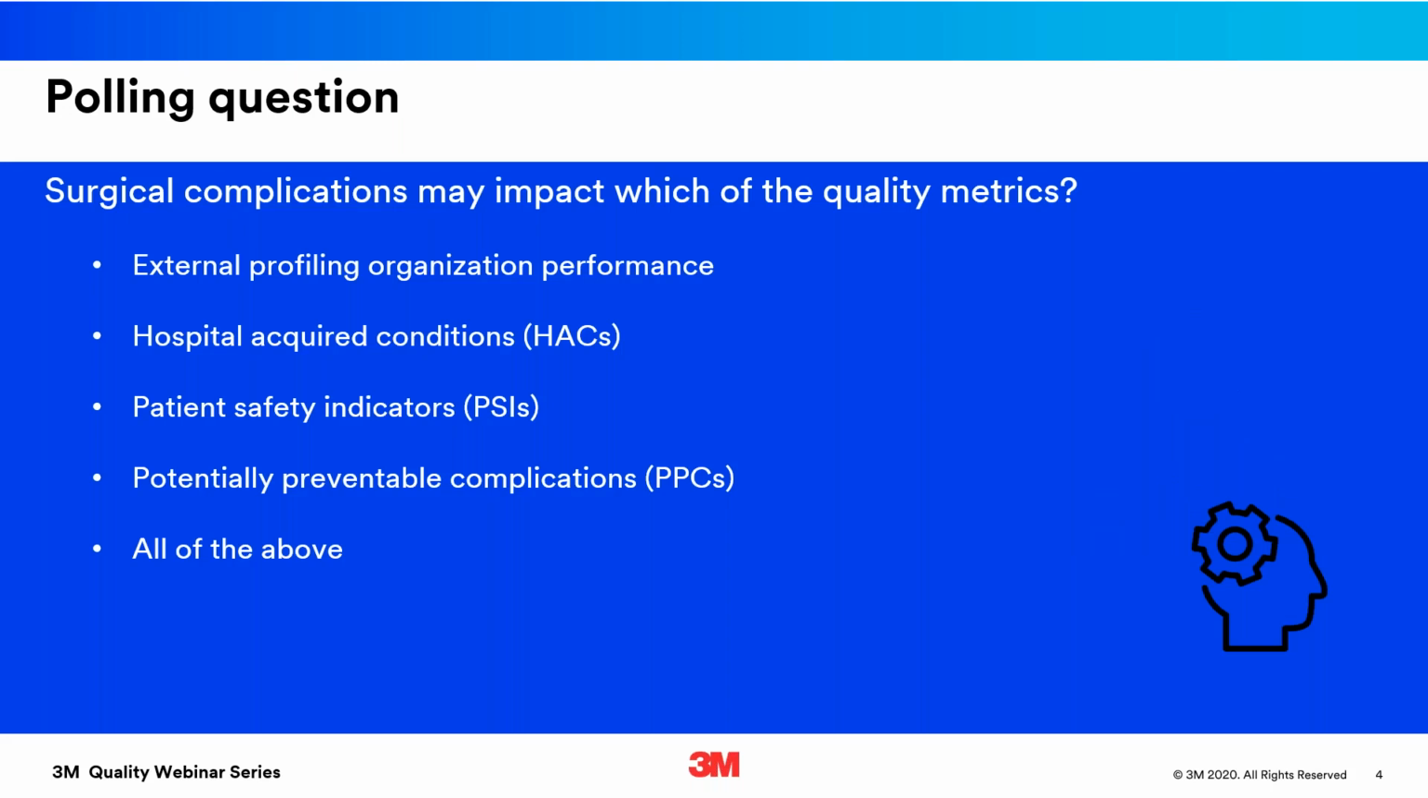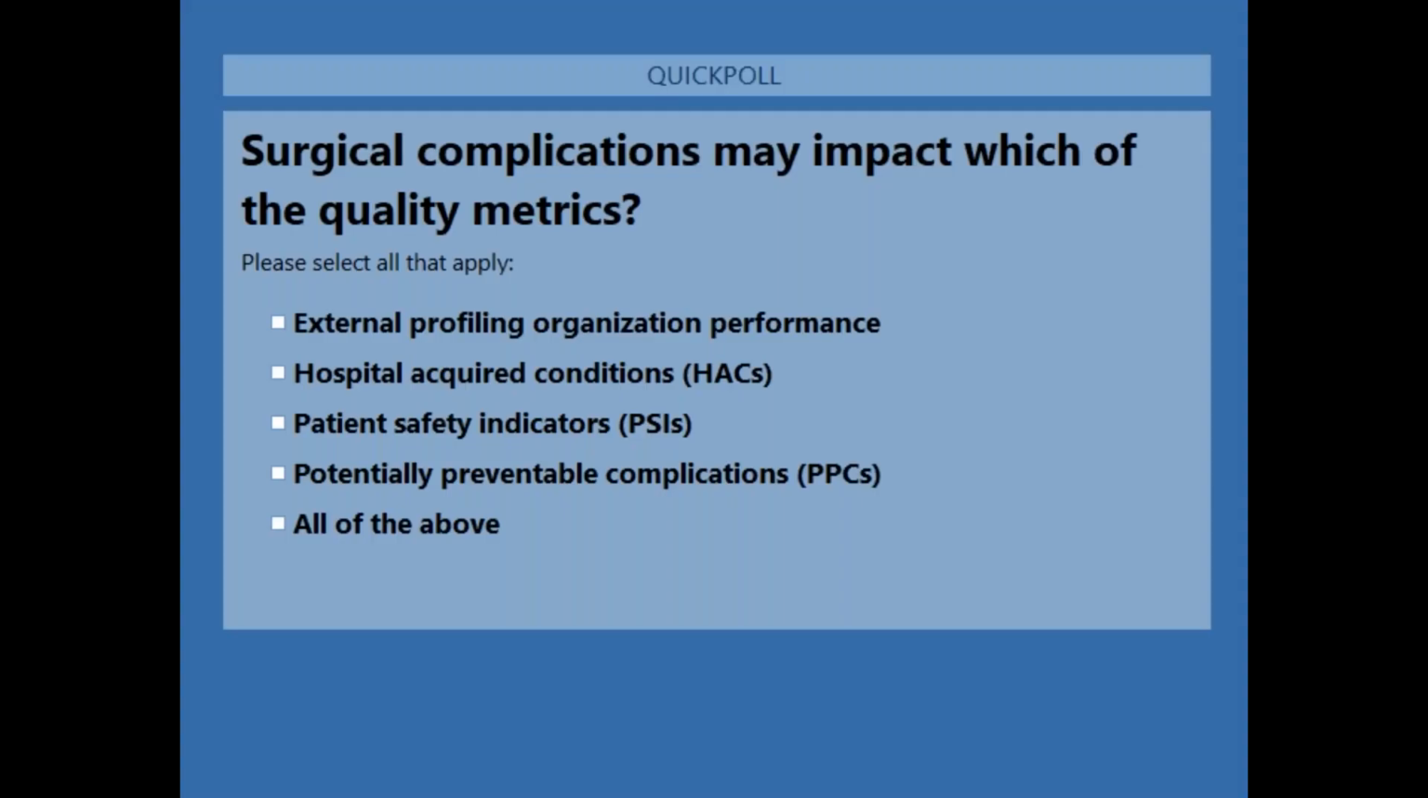Before we begin, I would like to ask a polling question, and so that should be popping up on your screen. The question is, surgical complications may impact which of the quality metrics? External profiling, organization performance, hospital-acquired conditions, or HACs, patient safety indicators, or PSIs, potentially preventable complications, or PPCs, and then all of the above.